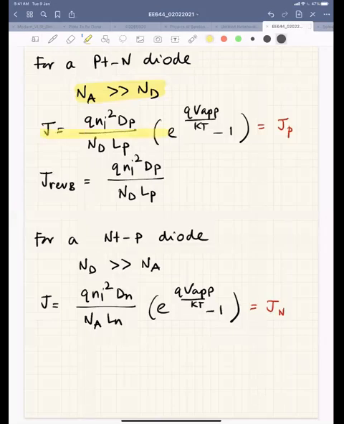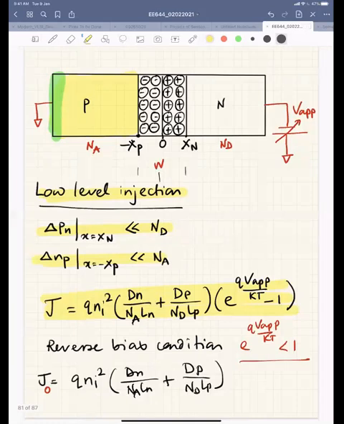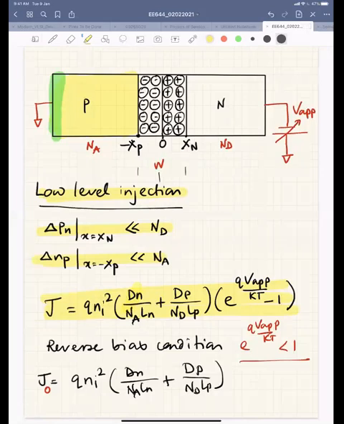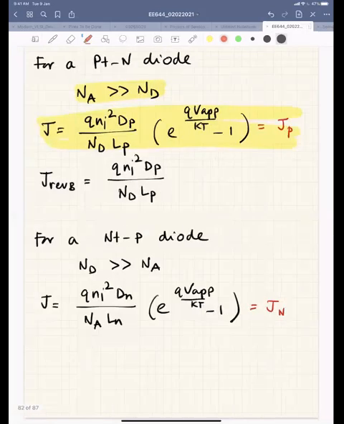So my equation I could write like this, because I'll just neglect the electron current. Since my Na is very high, this part will be neglected, and my total current will be the hole current. So J I can write like this, and under reverse bias condition it will be q ni square Dp by NdLp.